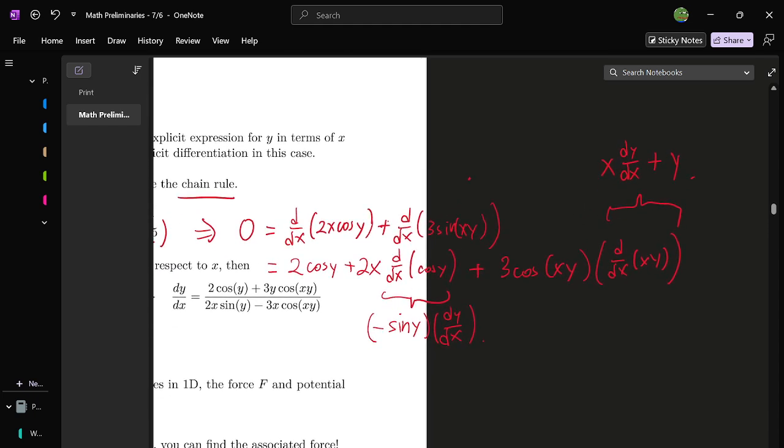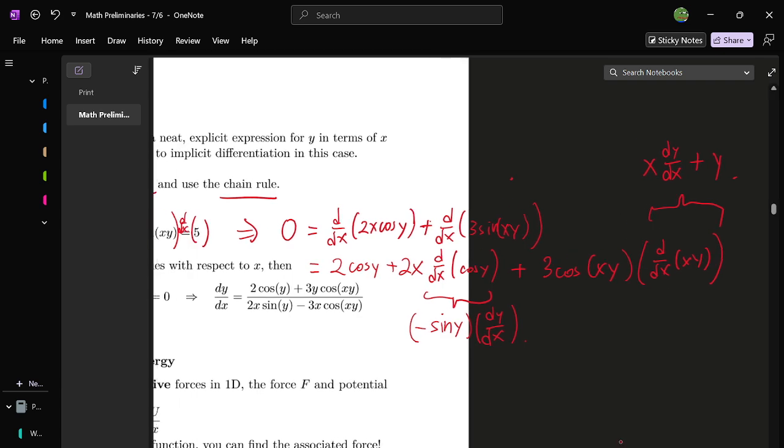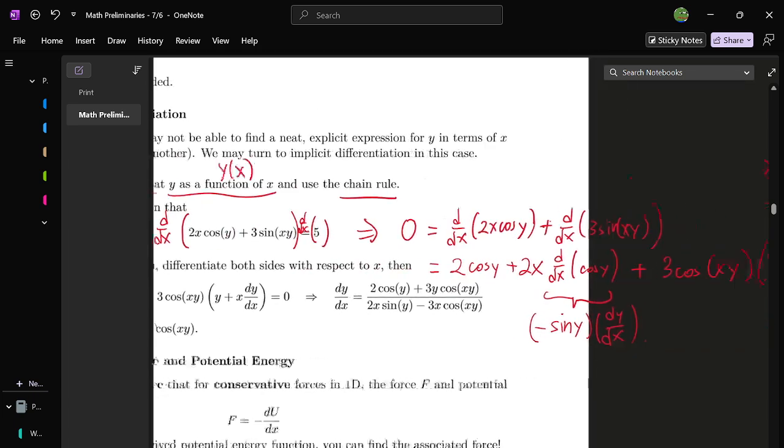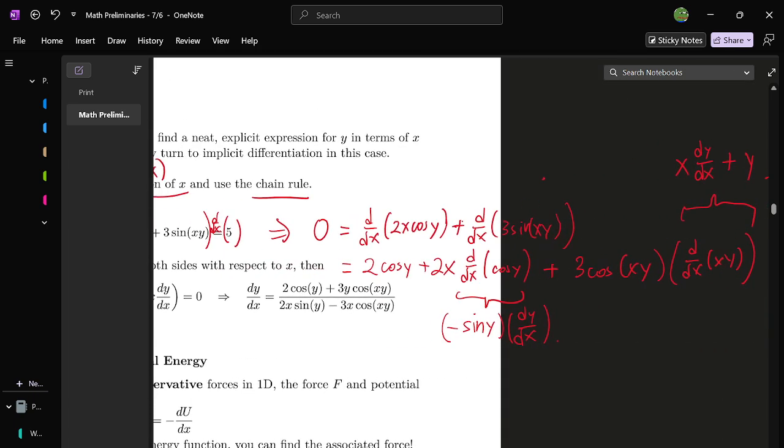So this kind of shows you how to deal with d over dx of some function in terms of y. The goal is you always need to fall back on the chain rule and then introduce an extra factor of dy dx into the expression. So if you rearrange this, you will get the answer here.